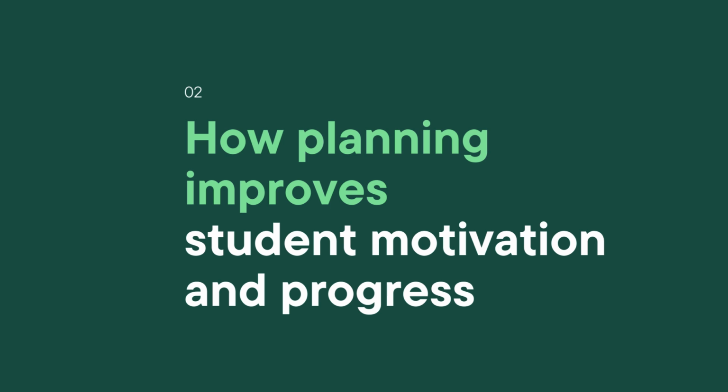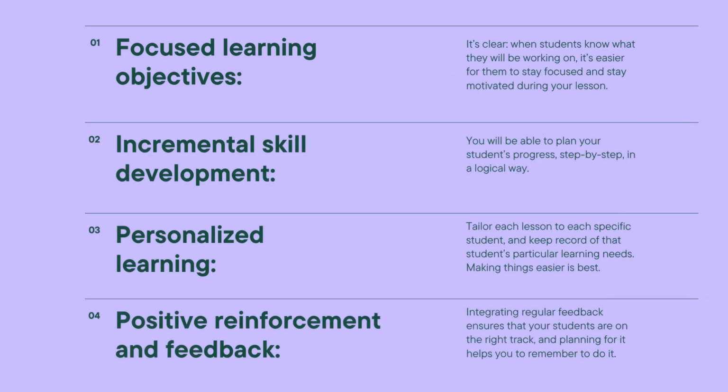How planning improves student motivation and progress. Focused learning objectives. When students know what they'll be working on, it's easier for them to stay focused and stay motivated during your lesson. A well-planned lesson includes specific learning objectives that guide the students' progress. When students understand what they're working towards, they're more likely to stay motivated and engaged. Clear objectives also help in providing targeted feedback, which can enhance their learning and improvement. So everybody should know what's going on through focused learning objectives.